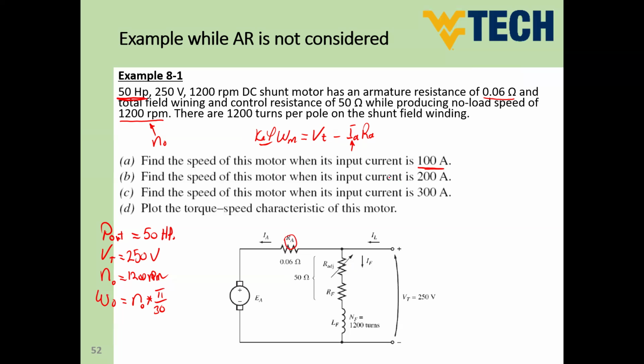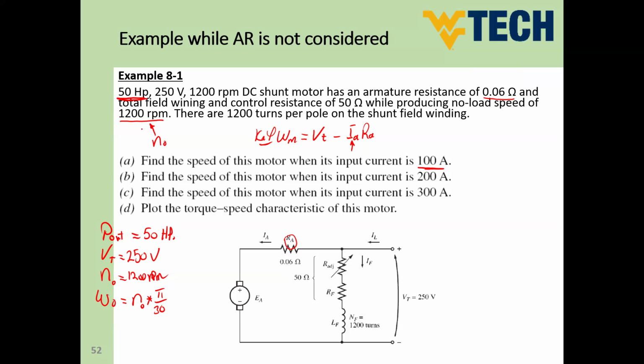So let's do our calculations now, guys, in order to get the value of Ka phi. Actually, we can get this value from the given data, which is the no load speed of 1200 RPM.